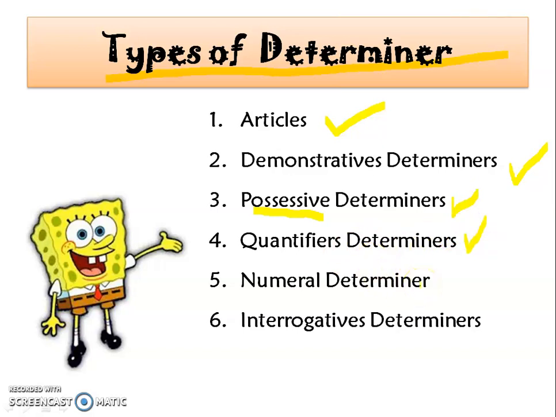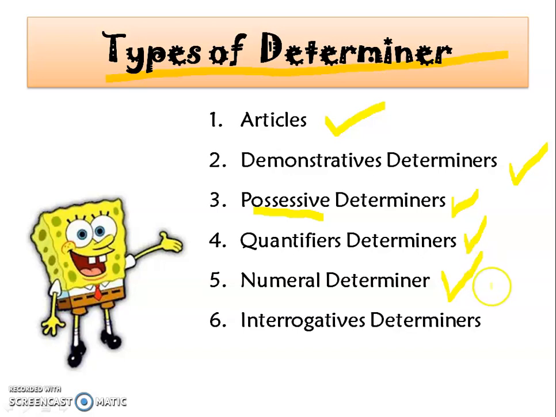Coming next to the numeral, right? So it means in numbers, right? First, second, right? So these are the numeral determiners. She got first in the class, right? The first time he went to a picnic. So this is a numeral determiner.